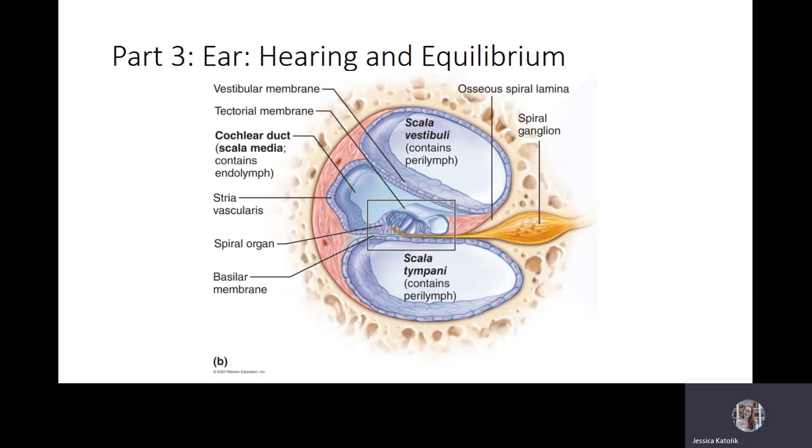So this is showing a cross-section of the cochlea. We see the cochlear duct filled with the endolymph. There's going to be a special structure that we'll learn about in just a moment. We have this scala vestibuli and the scala tympani. If you're curious about what scala means, it actually means ladder.